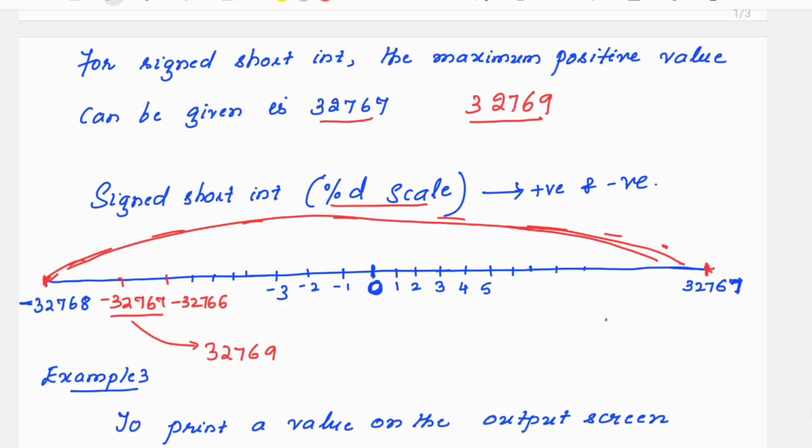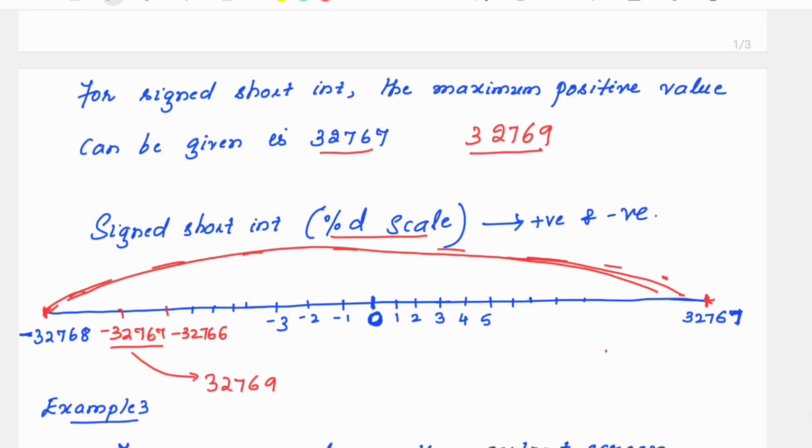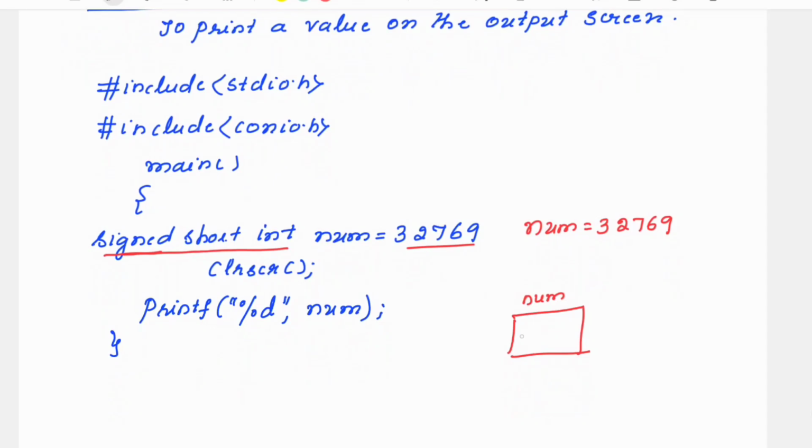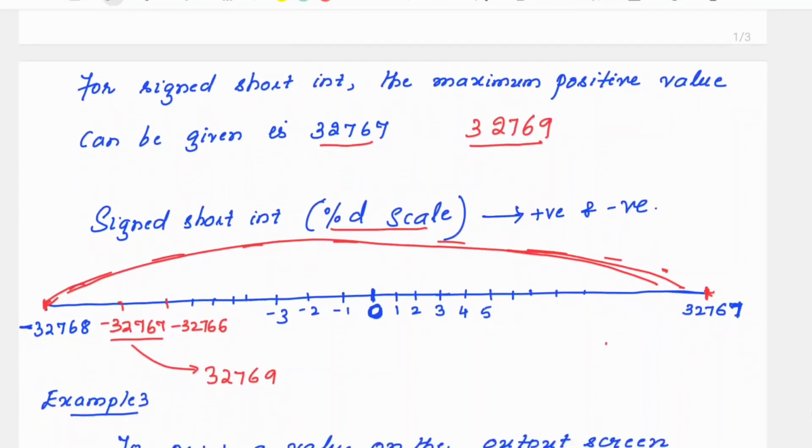And in the output, that means whatever is the memory location allotted to num, the value that gets stored will be minus 32767. Now look at the difference. There is no relation at all between whatever input you have given and whatever number is getting stored in the memory location. You had given a positive number 32769, but it is storing minus 32767. Hope you have understood on what basis minus 32767 is stored.